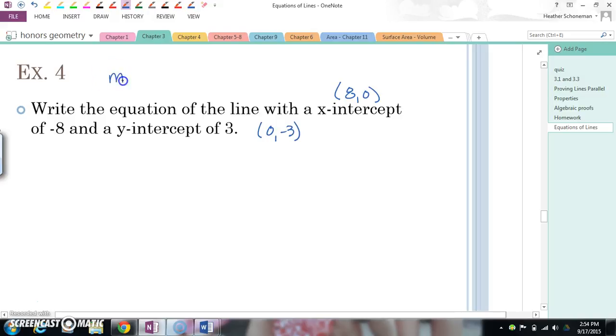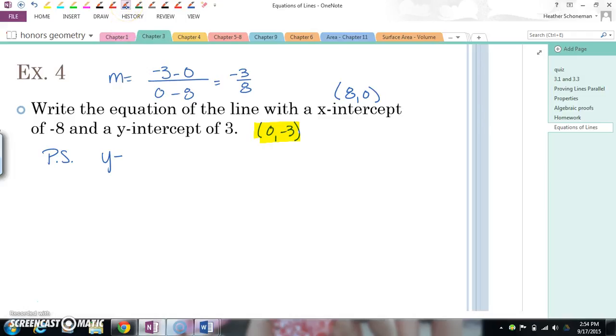So first we have to find the slope. So y2 minus y1 would be -3 minus 0. x2 minus x1 would be 0 minus -8, so you're left with a slope of -3/8. Now we need to plug this in. Point slope form. Y minus y1. Oh, we got to pick a point. It doesn't matter. How about this one?